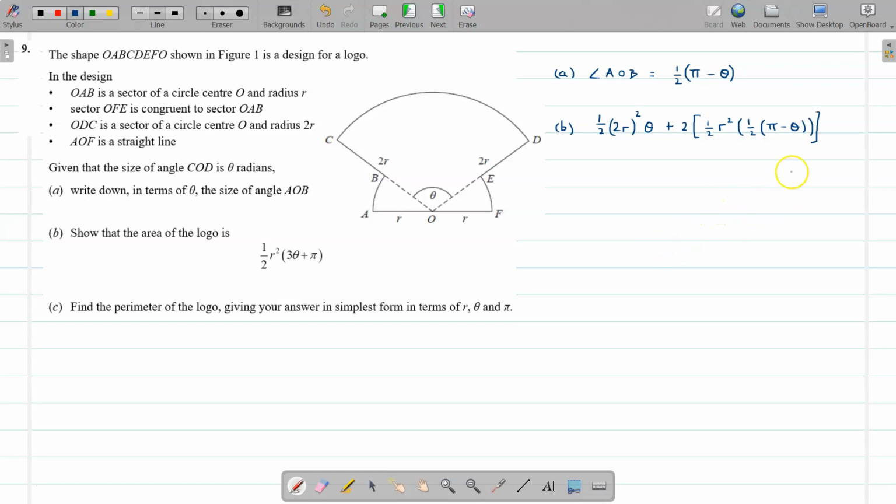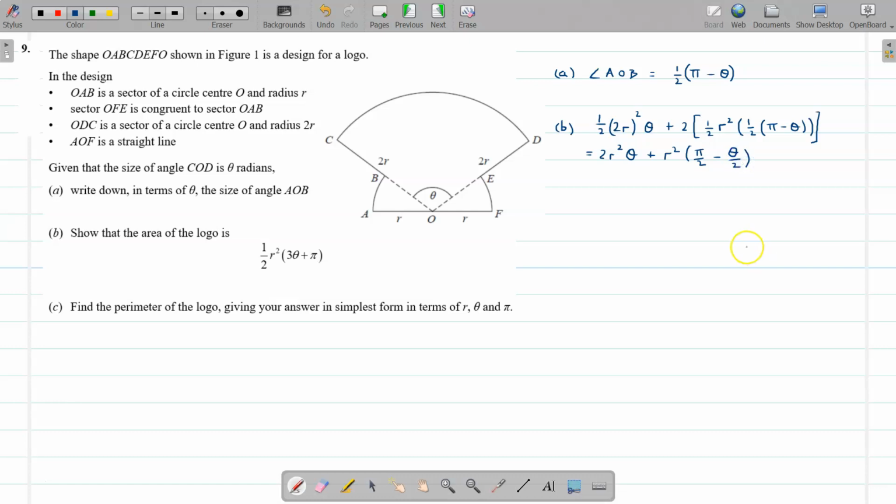And you can put that into the, what can we do with that now? That's just checking I've got the right brackets in the right place. Yes, I have. And that gives me 2r squared theta, because 2 squared is 4, and then the half makes it 2, plus r squared times, that's a common factor, of half pi minus theta over 2. So it's pi over 2 minus theta over 2.